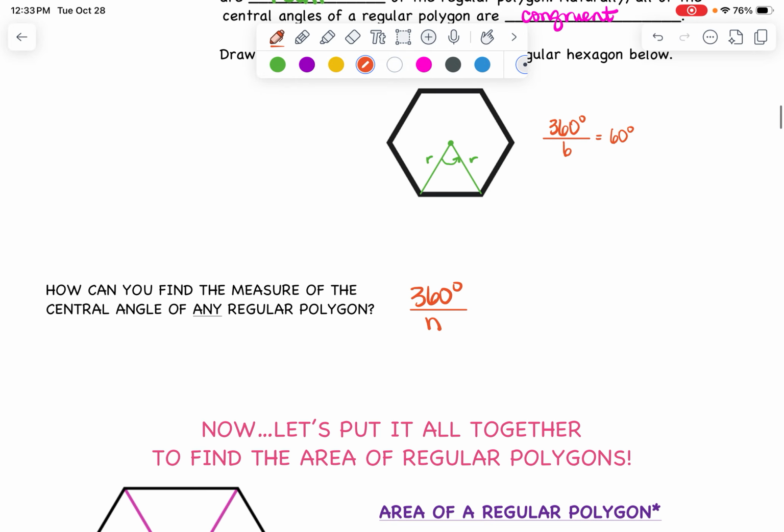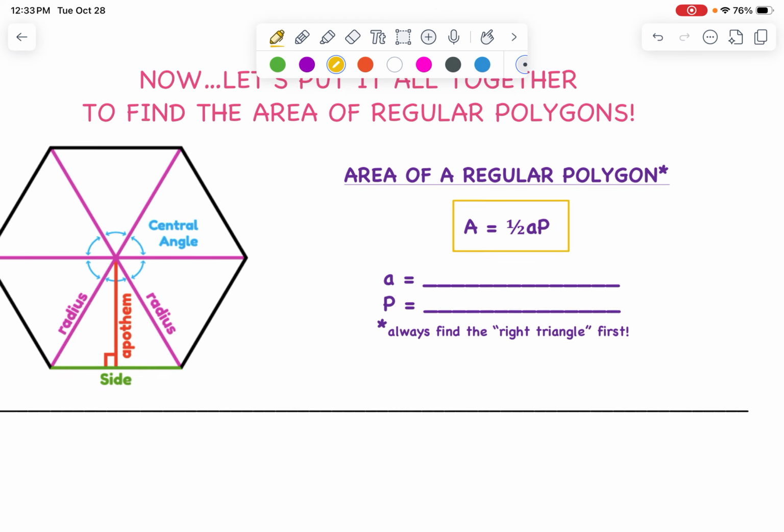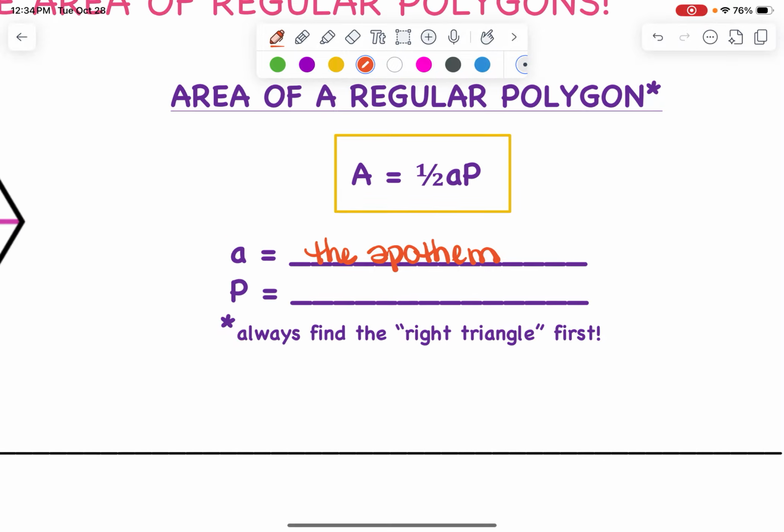All right, now we're going to put it all together. Here we go. If you've never seen this formula before, this is the area of a polygon formula, right? Area equals 1/2 AP. Notice the lowercase a, right? So it's 1/2. The A stands for the apothem length. So if you're given that, great. If not, you'll have to find it. And P stands for the perimeter.